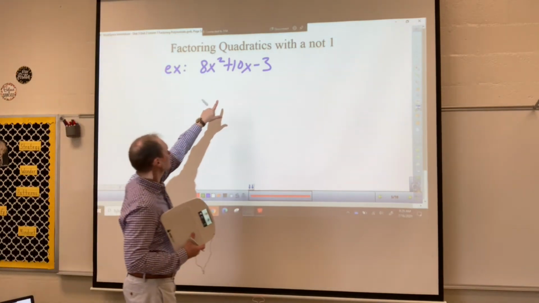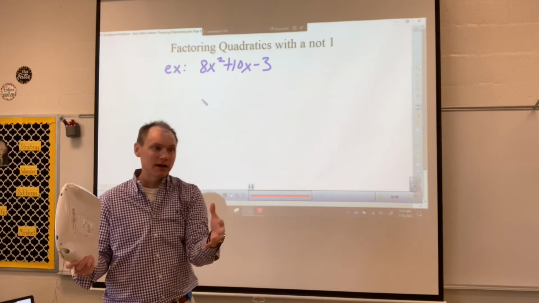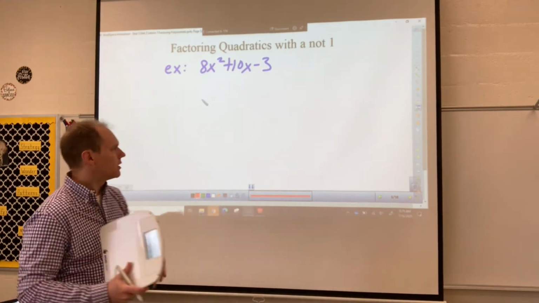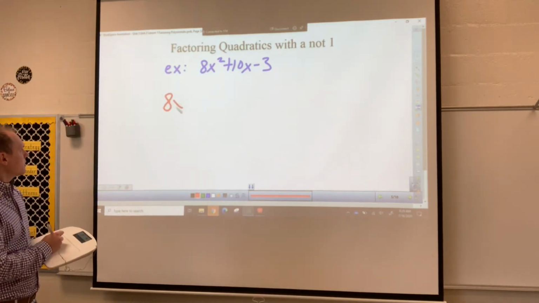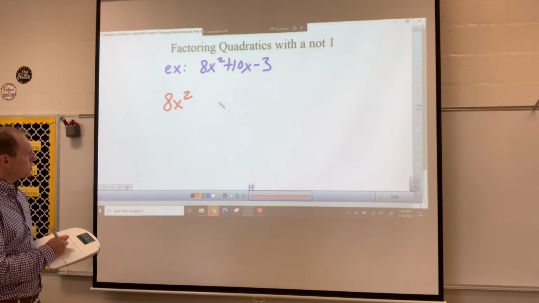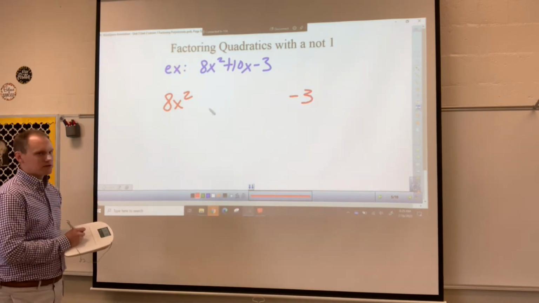So we want to separate this 10x into two values that add up to 10x, but separately. They're separate. So we're going to have 8x squared, and then two terms in between, and then a minus 3 on the end. Here's how we figure out these two middle terms.